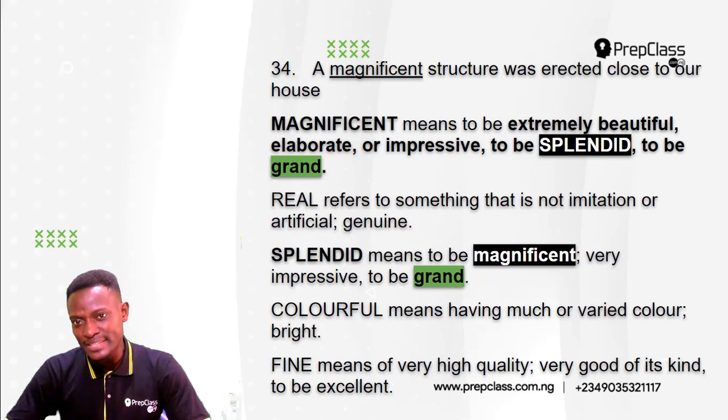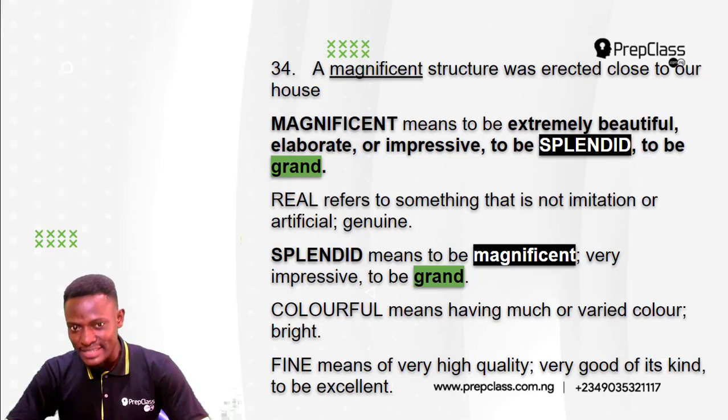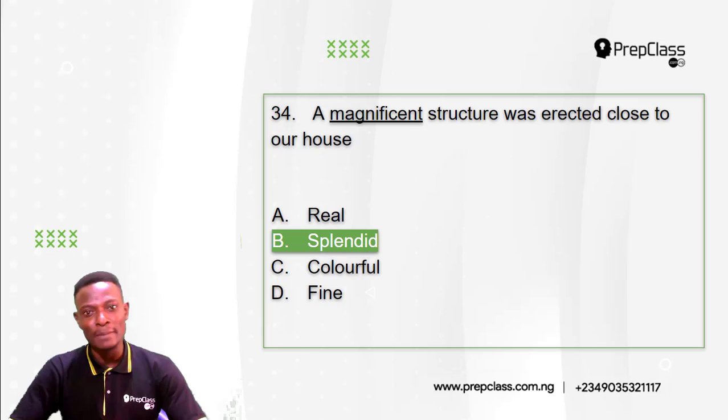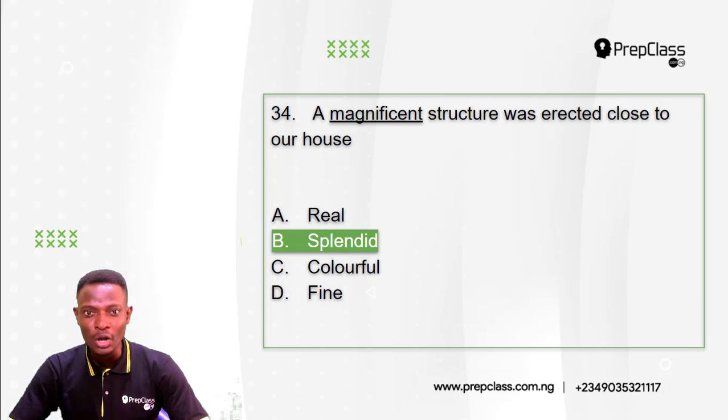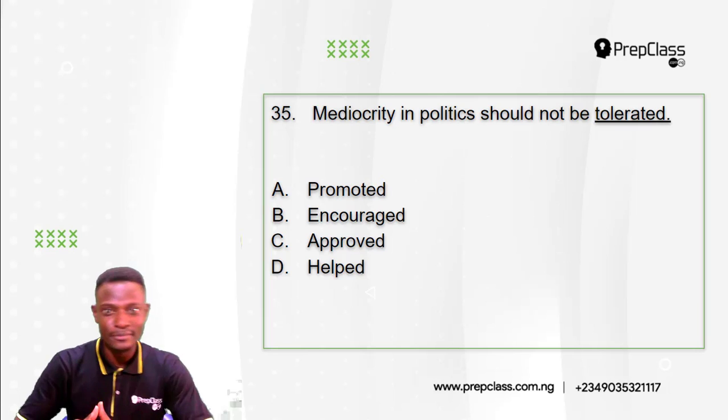Remember, magnificent means to be extremely beautiful, to be elaborate, to be impressive, to be splendid, to be grand. Splendid means to be magnificent, to be very impressive, to be grand. So, the nearest in meaning to magnificent is option B, splendid. A splendid structure was erected close to our house. Alright, moving on to the next question, question 35.